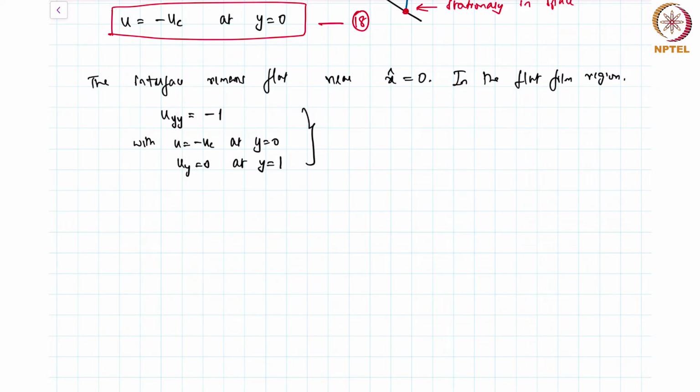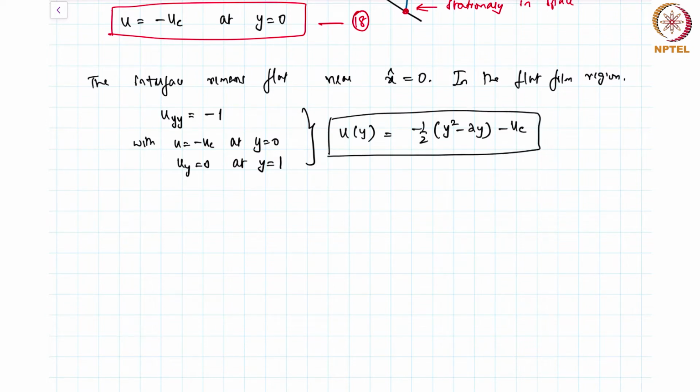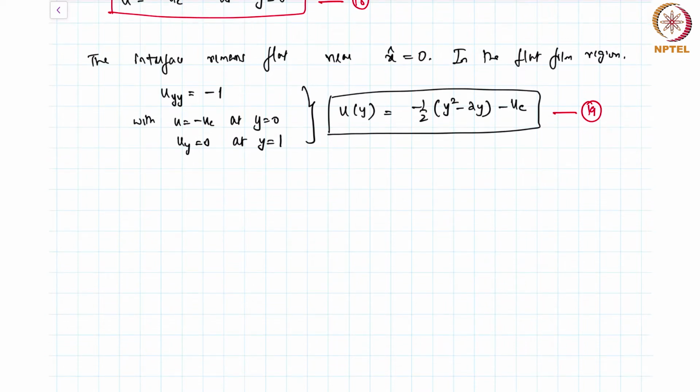Therefore, if I integrate this twice and use these boundary conditions, I simply get u as a function of y: it will become minus half y square minus 2y minus uc. This is 19.